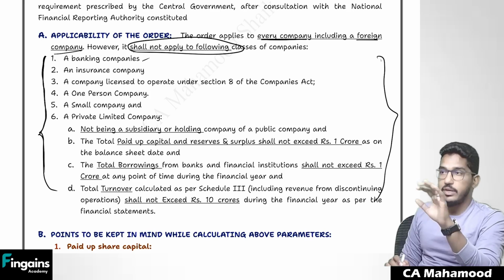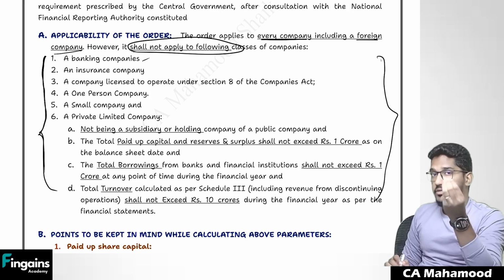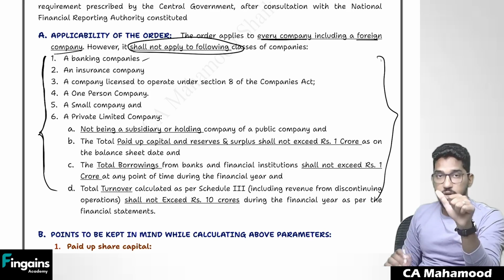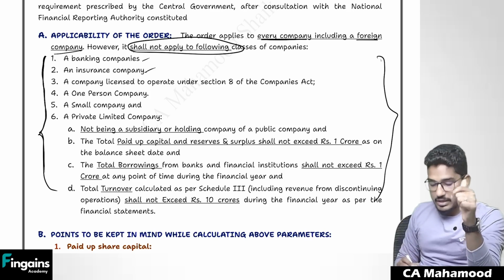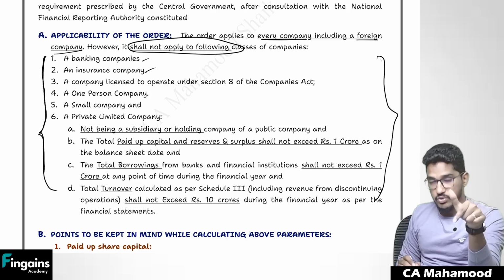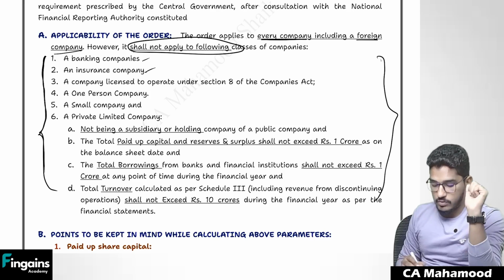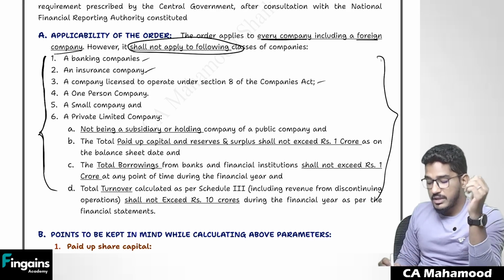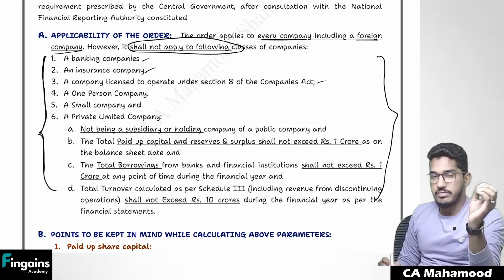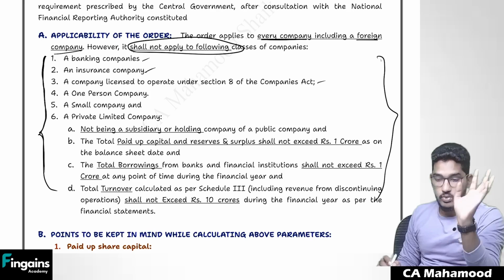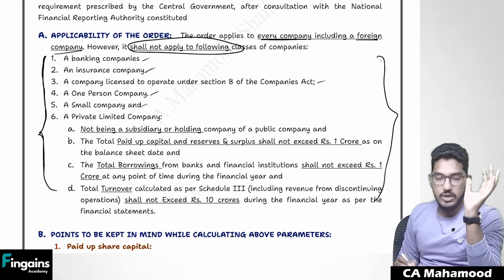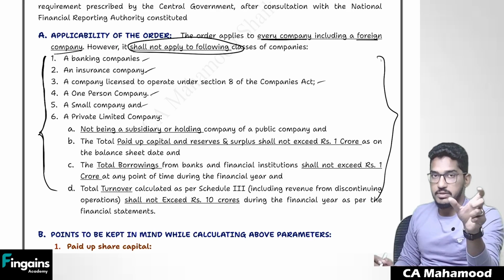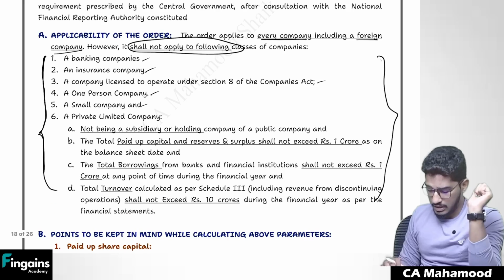So the Companies Act told, we don't want to overload you with extra reporting requirements. So for a banking company, we don't require you to report on CARO. Similarly, an insurance company. If you are conducting the audit of an insurance company, then also no need to report on CARO. And a company licensed to operate under Section 8, non-profit oriented companies. For those companies also, we don't want you to report on CARO. One-person company, small company. If your client company is a one-person company, or if your client company is a small company, no need to report on CARO.